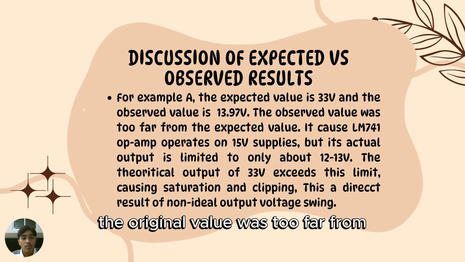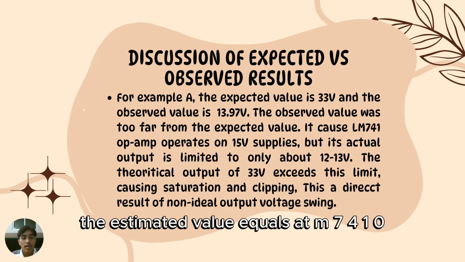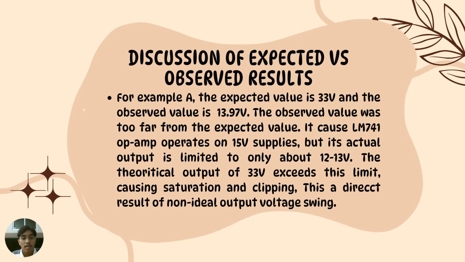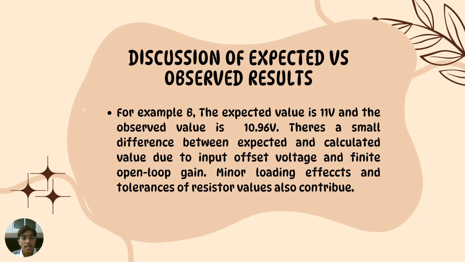The observed value was too far from the expected value because the LM741 op-amp operates on 15 volt supplies, but its actual output is limited to only about 12 to 13 volt. The theoretical output of 30 volt exceeds this limit, causing saturation and clipping. This is a direct result of non-ideal output voltage swing. For example B, the expected value is 11 volt and the observed value is 10.97 volt. There's a small difference between expected and calculated value due to input offset voltage and finite open loop gain. Minimal loading effect and tolerance of resistance values also contribute.